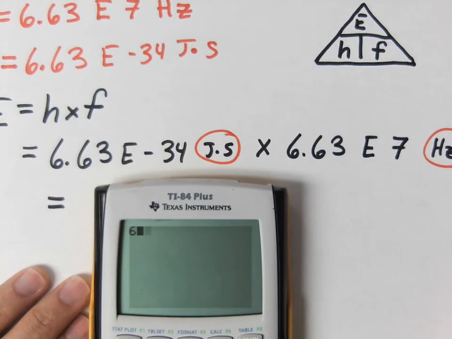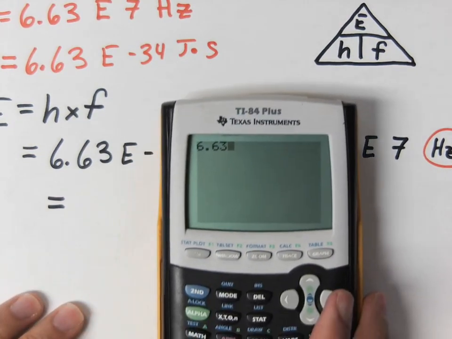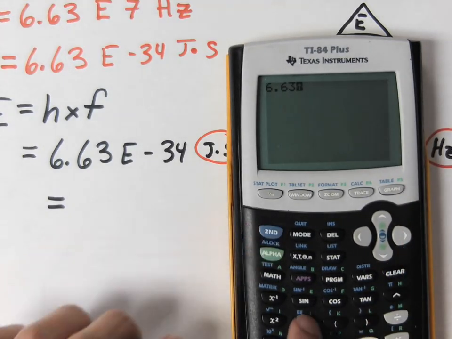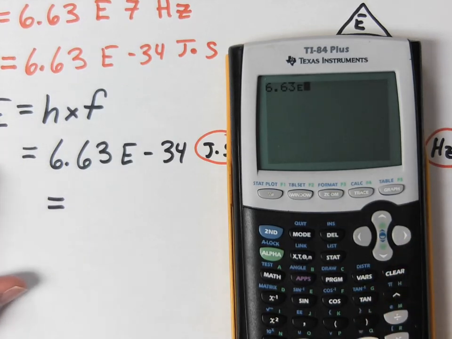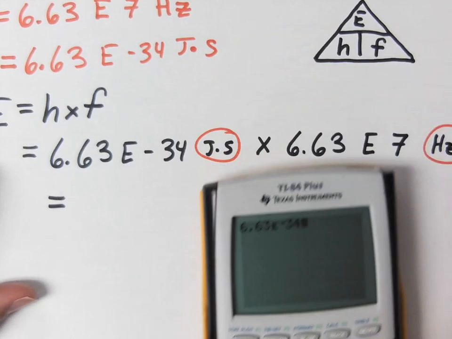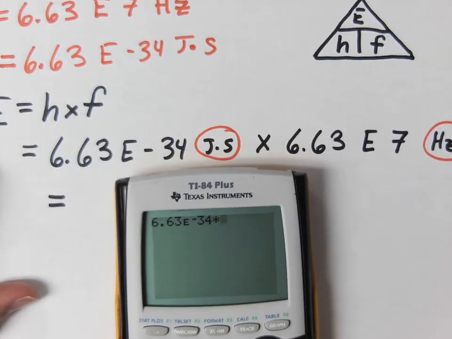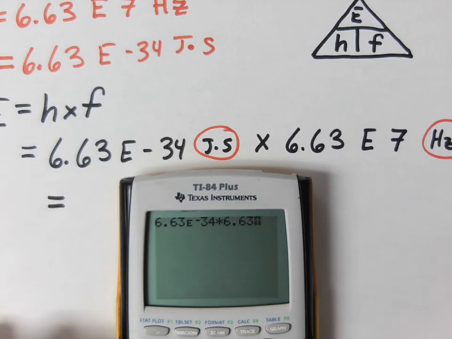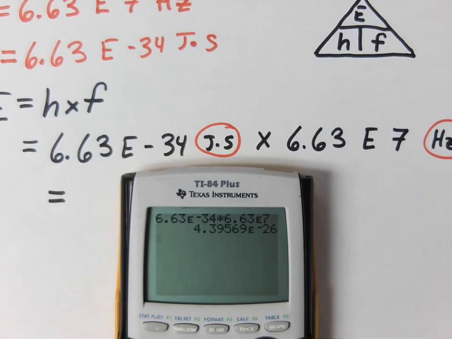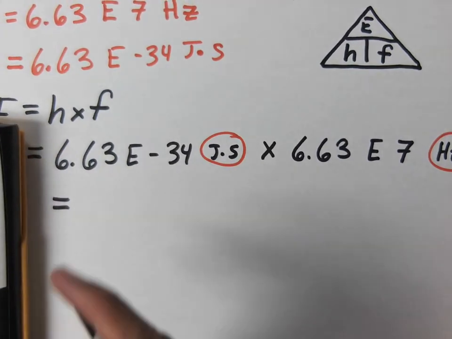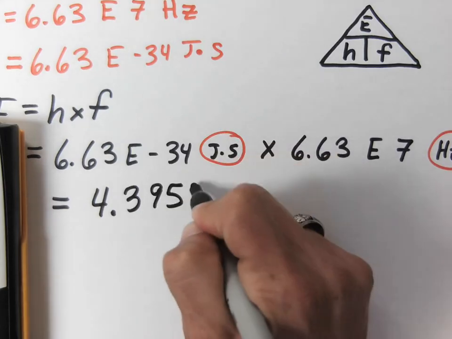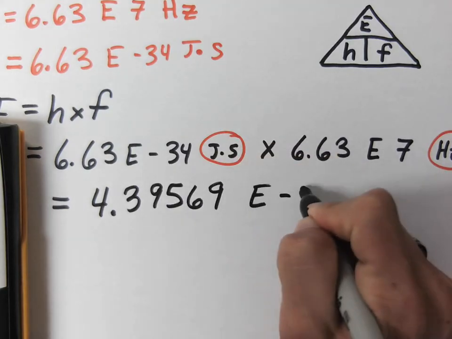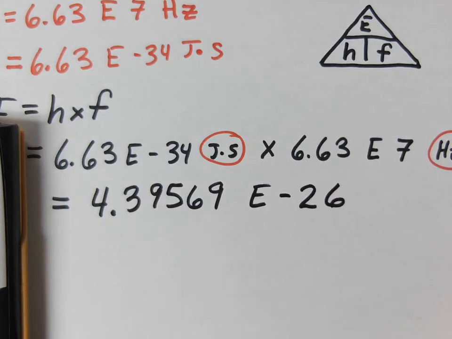So it's going to be 6.63. Remember, you're going to use this second comma if you're using this calculator. Most calculators have that same function. Make sure you do negative 34. Don't use the minus sign. Some calculators will go crazy. Times 6.63, second comma, 7. And you end up with 4.39569 E negative 26. It's a really small number.